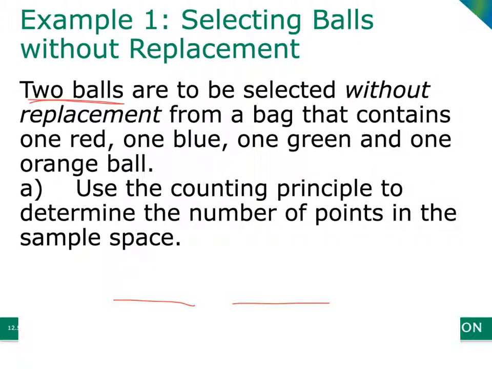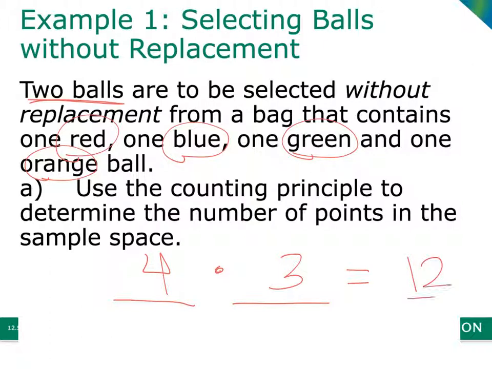There are 4 different kinds of balls in this bag: a red, a blue, a green, and an orange. So for event 1, how many possible outcomes are there? There's 4 possible outcomes. Now, you are going to take the ball out and not put it back in the bag. That means you've eliminated one of the balls. So for event 2, when you select the second ball, there's only 3 possible outcomes. According to the rule, you can just take 4 times 3. There will be 12 points in your sample space.